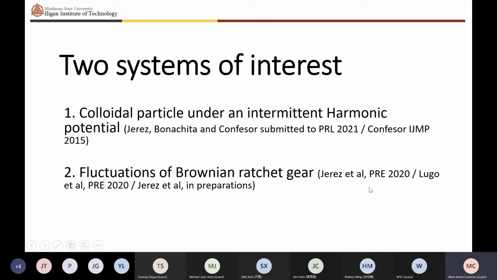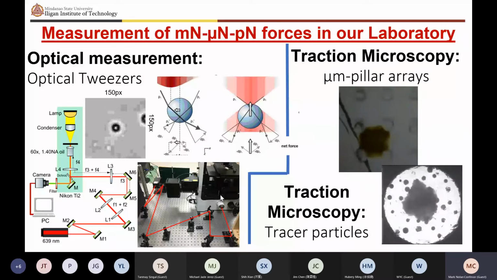This is quite recent. Two results for this were published last year, and there's another one that hopefully we can send out soon. So let me go first to the first system, and Wayne specifically mentioned to me to discuss a bit about optical tweezers.